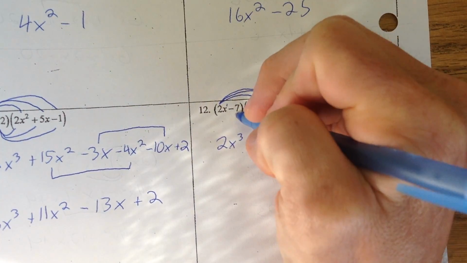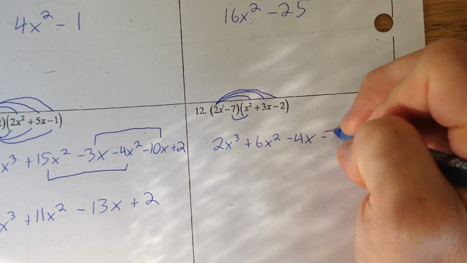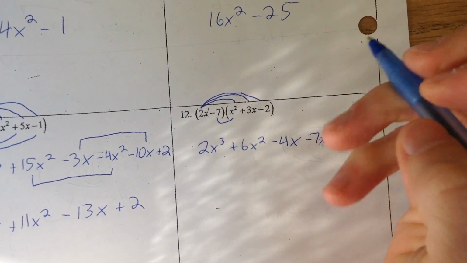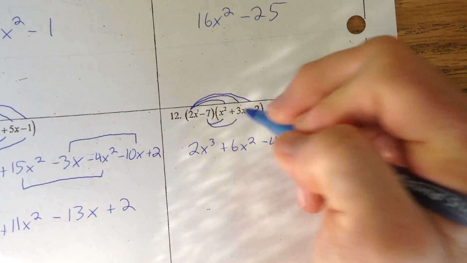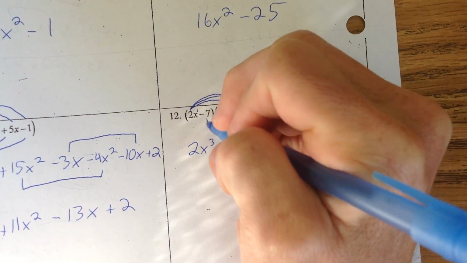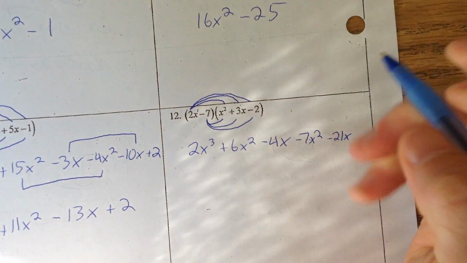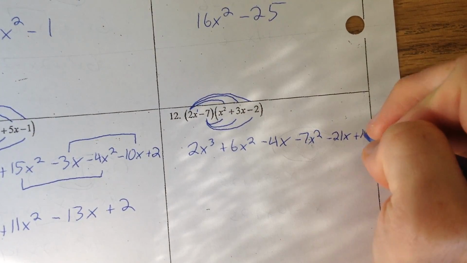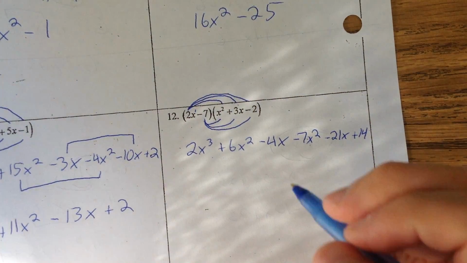And then again, we'll do the same thing down below here. Negative 7x squared, negative 21x. And on this last one here, a negative times a negative is going to give us a positive 14.